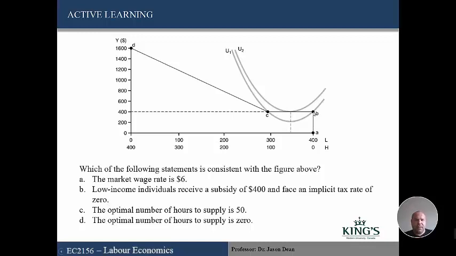That's not true. They do receive non-labor income of $400, which is their subsidy, but if they start to work, it's taken back at 100%. It's clawed back at 100%, and so the implicit tax rate would be 100%, not 0. And the market wage rate is not $6. If you take the 400, multiply it by 6, and add in the non-labor income, you will not get 1,600.